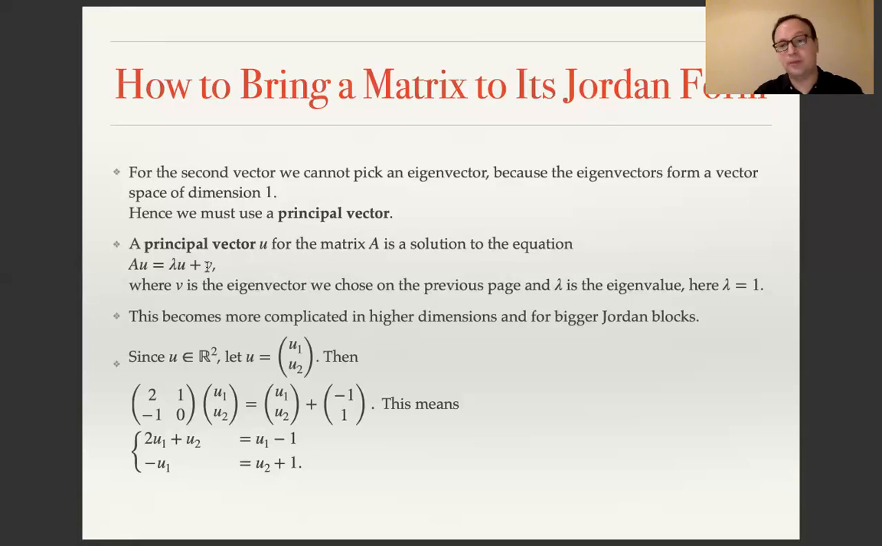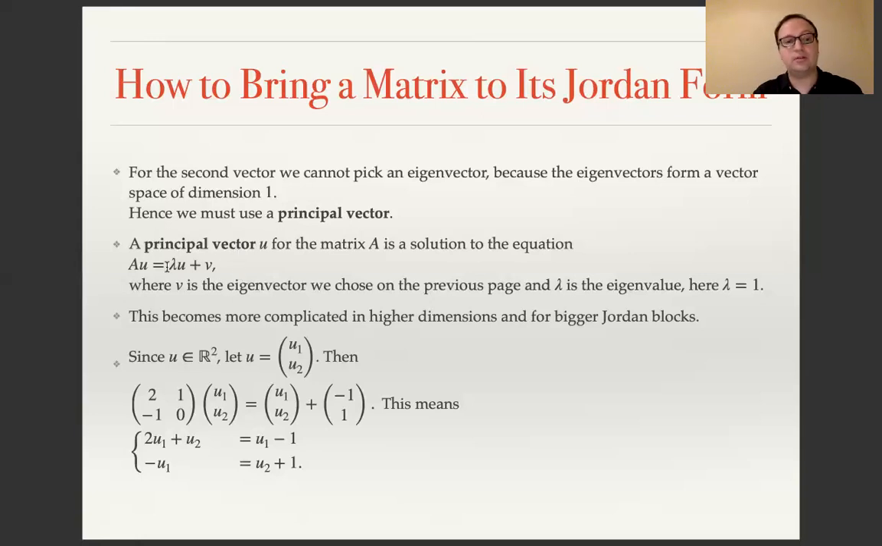And then for bigger square matrices, this gets slightly more complicated. So after we find the first principal vector, then we use the first principal vector in the equation to get the second principal vector. And then we use the second principal vector to get the third principal vector, etc. But this was only if we have a Jordan cell of size bigger than 2. In our case, we have one eigenvector and one principal vector. And this is going to give us the change of basis matrix.